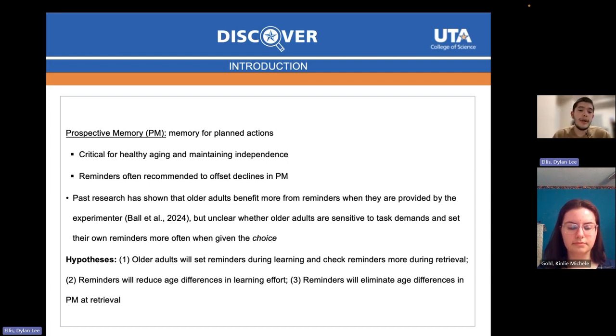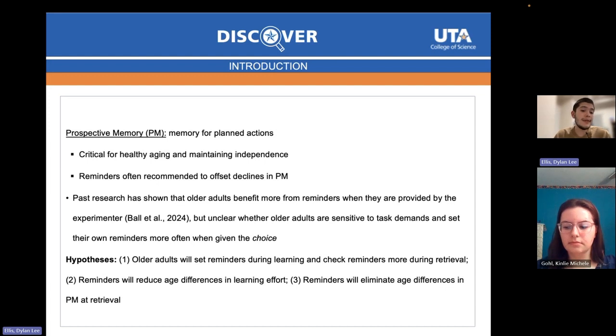In past research in the lab, we have shown that older adults do benefit from using reminders when they are provided by the experimenter. However, we are uncertain whether older adults know to gauge the task and set reminders and check them whenever they need to when given the choice.